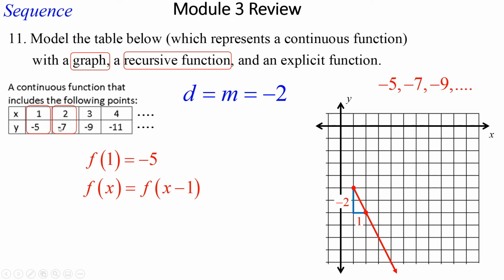And what did we do to the y every time to get the next y? That's called our pattern of change. That's right, we subtracted 2. It is the common difference or the slope. So there we go. There's my recursive formula. F of 1 is -5, and f of x always equals f of x minus 1, the previous term, minus 2. Now we only have one more part, the explicit function.